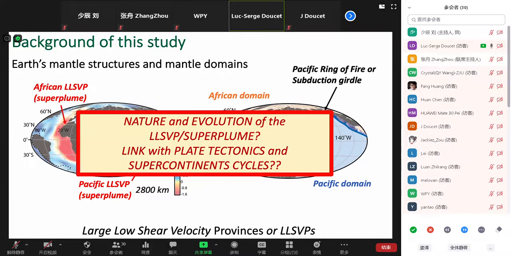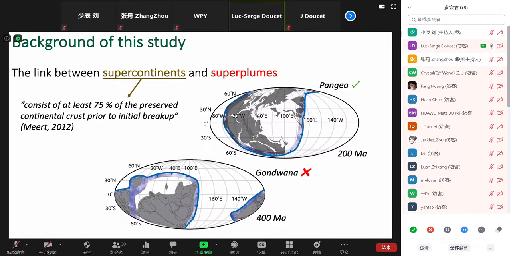So before we go further into that subject, just some definitions to make sure that we know what we're talking about. What we want to know is if there is a link between the supercontinents and the superplumes, right? So first, what's a supercontinent? For those that are not familiar with the concept, there is a pretty broad definition by Mayin 2012, which said that a supercontinent consists of at least 75% of the preserved continental crust prior to initial breakup.